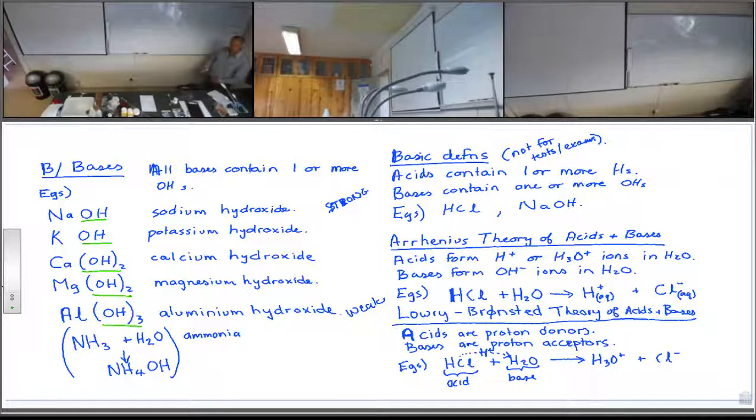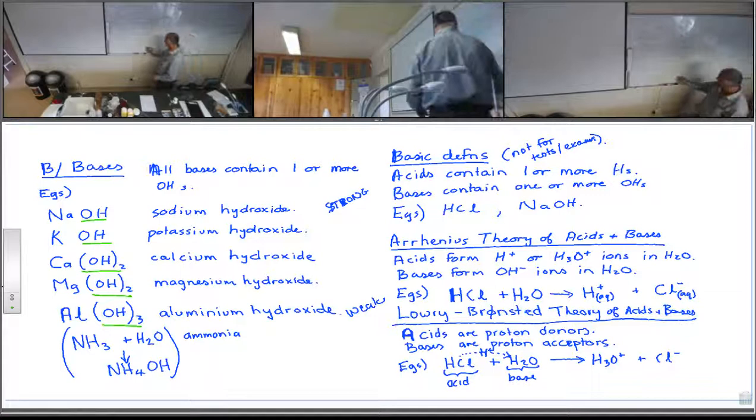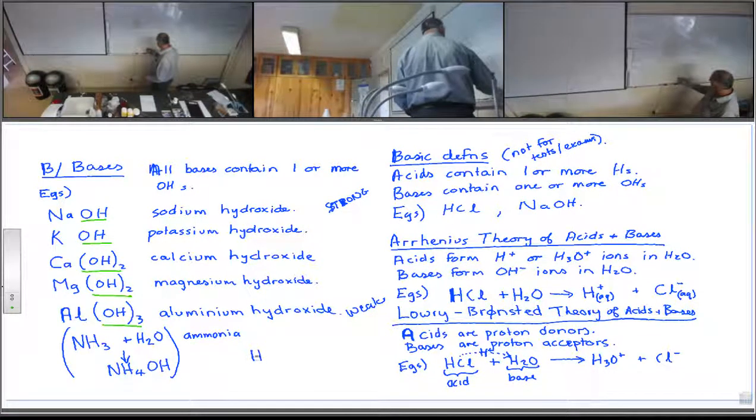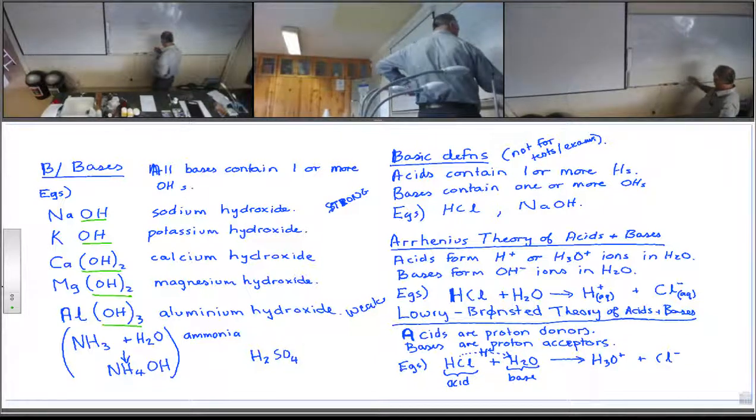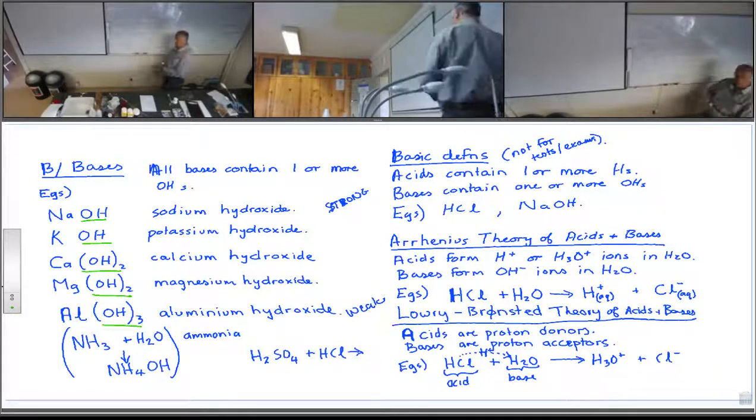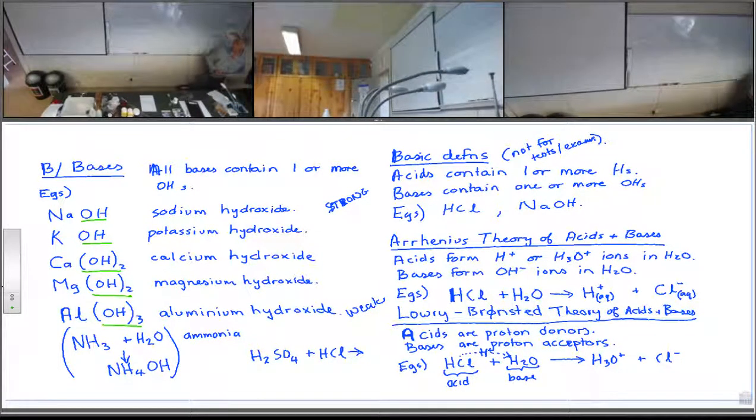Why is that water the base? Has water got an OH? Not as clearly, but it's received an H plus. What would happen if I gave you H2SO4 plus HCl? What have you got there? Two acids. Are they both acids? According to that, yes, acids contain one or more hydrogens, they're both acids.